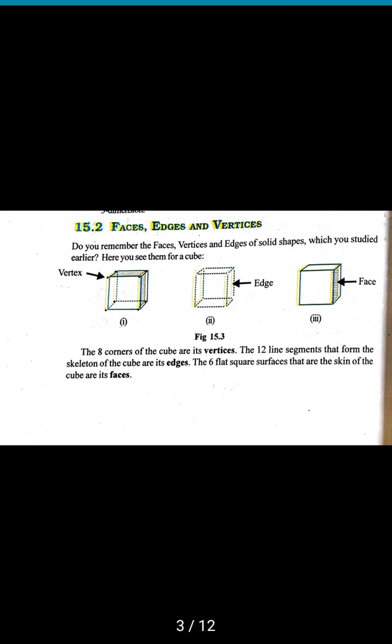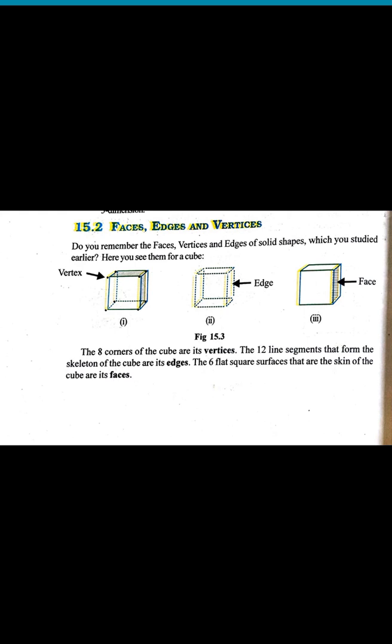There are three things in a solid figure. They are the faces, edges and vertices. Now, what are the faces, edges and vertices of a solid figure? The flat surfaces, they are the faces, edges are the line segments and the vertices, they are the corners.